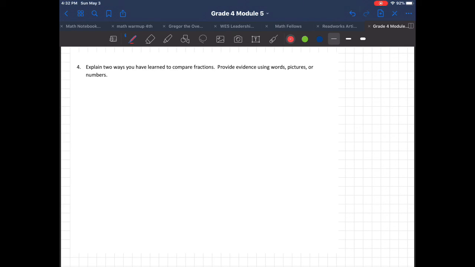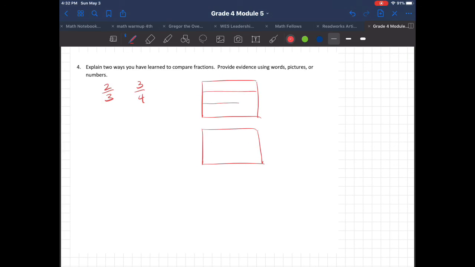Okay, last one. Explain 2 ways you've learned to compare fractions. Provide evidence using words, pictures, or numbers. So really we have to give an example. It's up to you what example you're gonna do. I'm gonna just do an easy one here. So let's see, I want to compare 2/3 and 3/4. Okay, so one way is to draw the pictures and compare them.